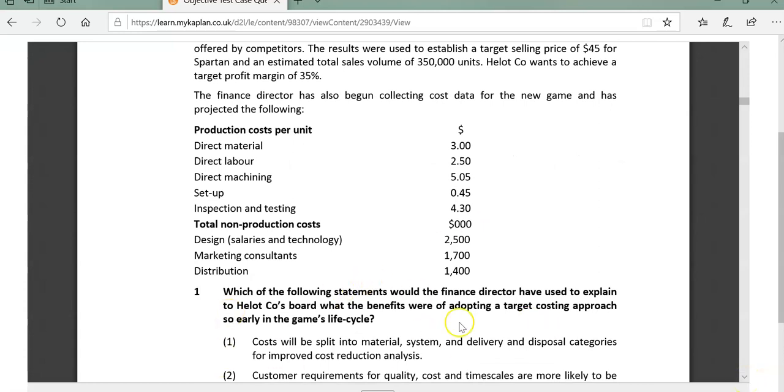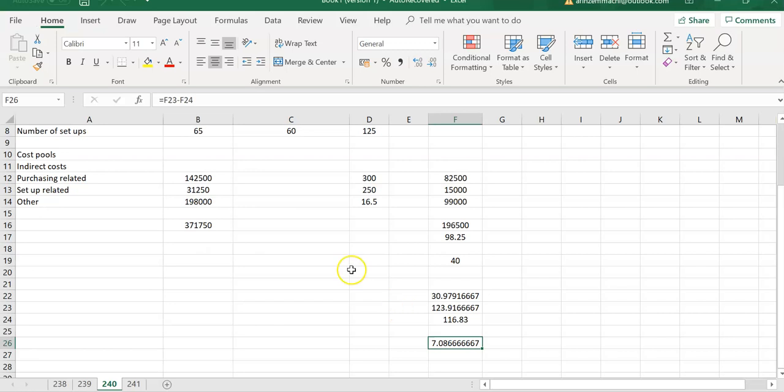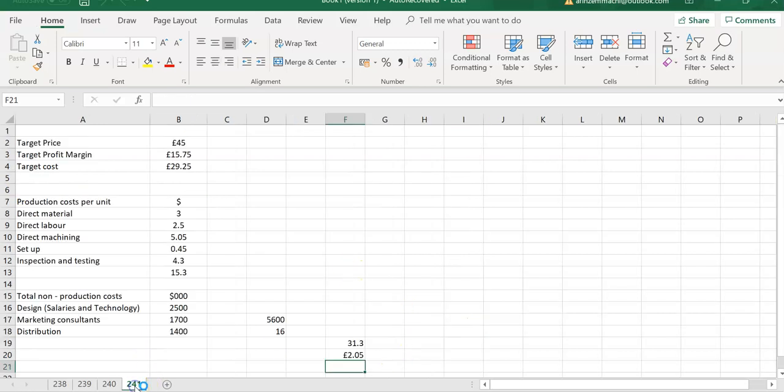I'm just going to go straight to my spreadsheet to show you how I've tackled this. You have a target price of 45. That's the target margin, 35% of that. So the target cost, you have to make sure your costings are lower than or equal to 29.25. What is your current situation? Well, you've got materials, labor, machining, setup and inspection, all at £15.30 so far.